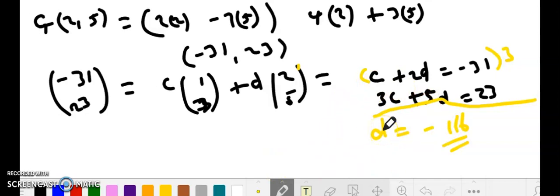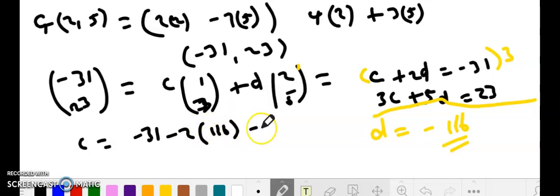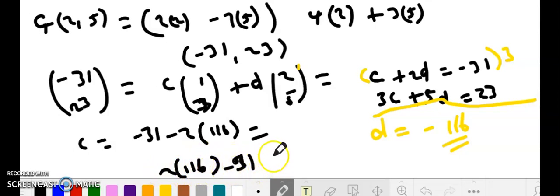So now that we have the value for D, we can as well find the value for C. We simply need to substitute this in one of the equations. If we do that, let's take the first equation for instance, we have C will be equal to negative 31 minus 2D. Our D now is negative 116. We know that it is negative 31 minus 2 into negative 116, which will give us 2 into 116 minus 31, which is equal to 232 minus 31, and this will give you 201.